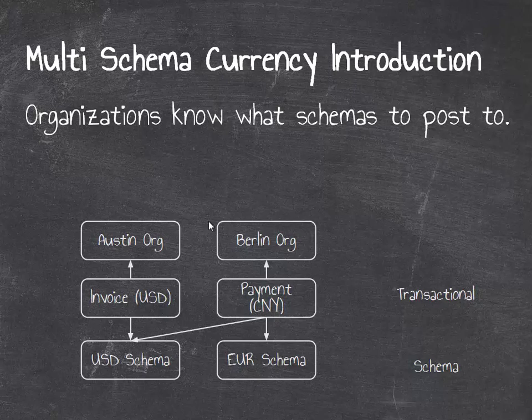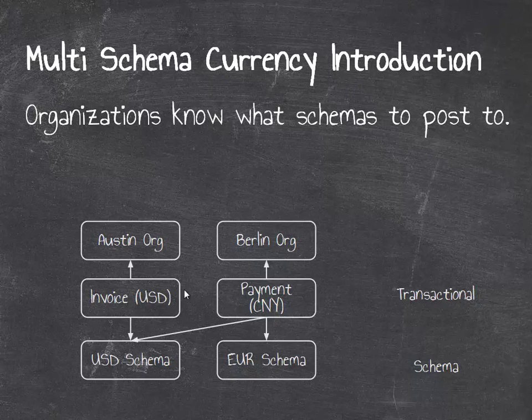So we have two organizations, an Austin org and a Berlin org. These are your financial sets of books. And we have defined two schemas, a USD-based schema and a Euro-based schema. And the way the schemas are configured, the Austin org knows that it's only going to post to your USD schema, and Berlin knows that it's going to post to both. So in the case of this invoice that belongs to the Austin org in USD, it's going to post to the USD schema, much like we've seen in all of our previous examples.